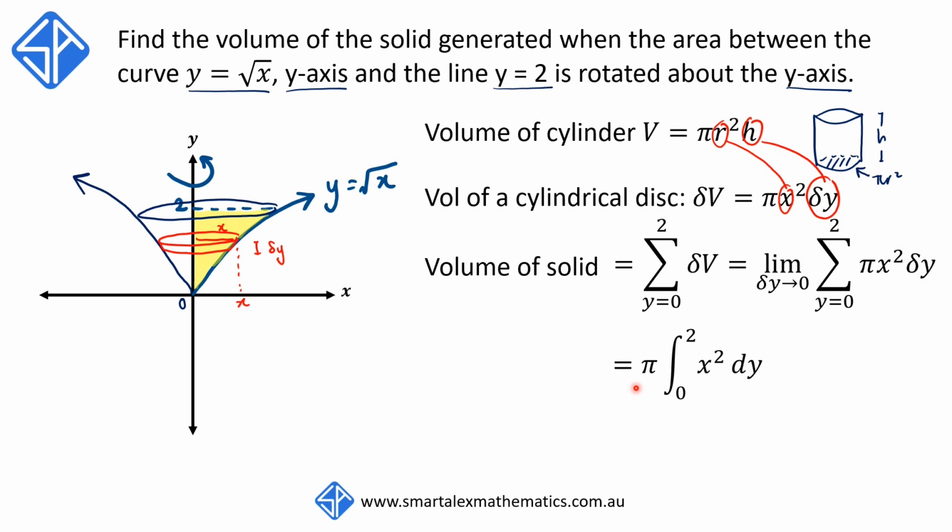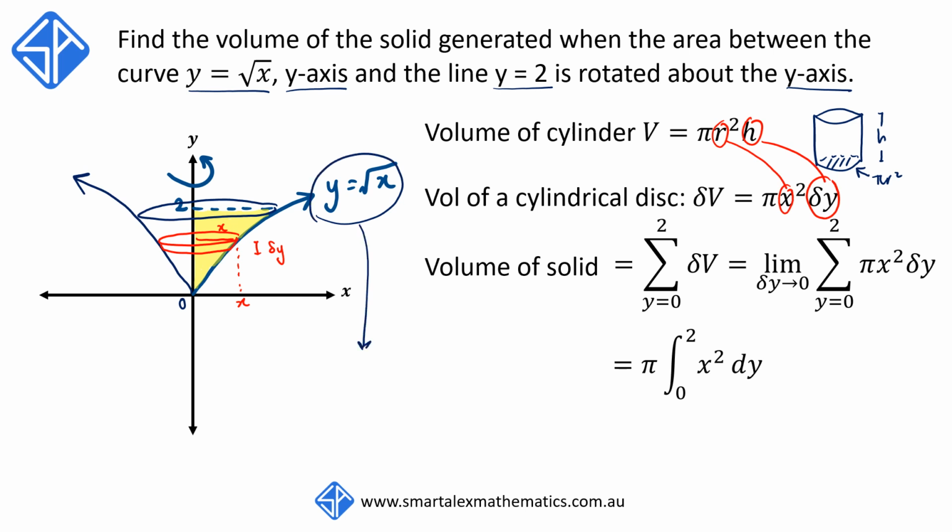And all of this then gets replaced by the integral so that the volume of the solid simplifies to pi times the integral from 0 to 2 of x squared times dy. But because we're going to integrate with respect to y, we need to express the function y is equal to square root of x in terms of y.